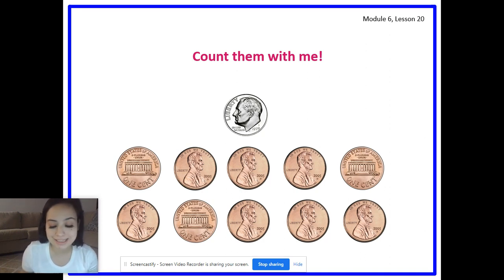So we need 10 pennies to equal 1 dime. Say it, boys and girls. Let's say it together. Ready? 10 pennies, get ready, equal 1 dime. Get ready? Yes, 10 pennies. So 10 of these equal 1 of these.